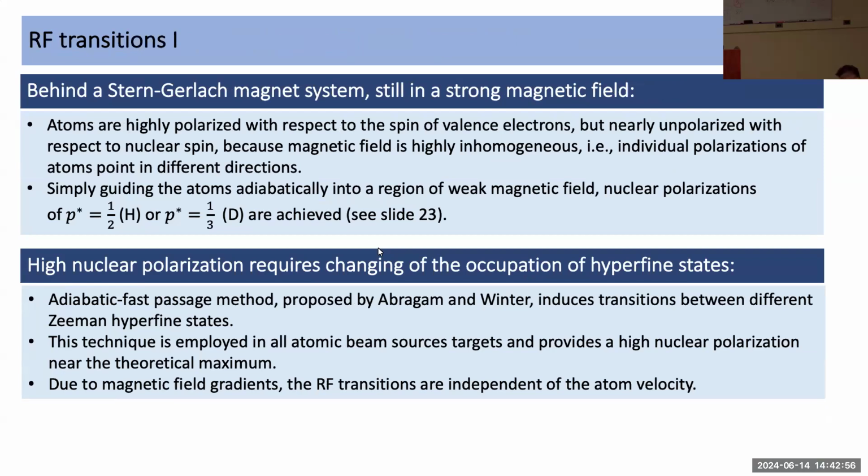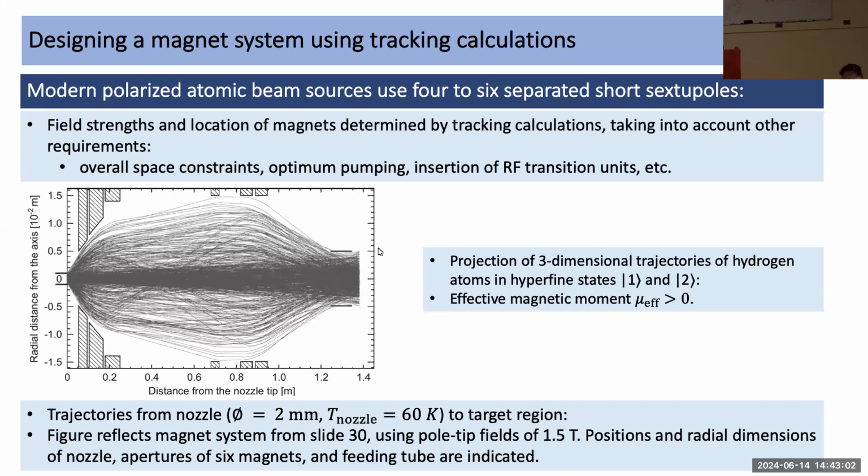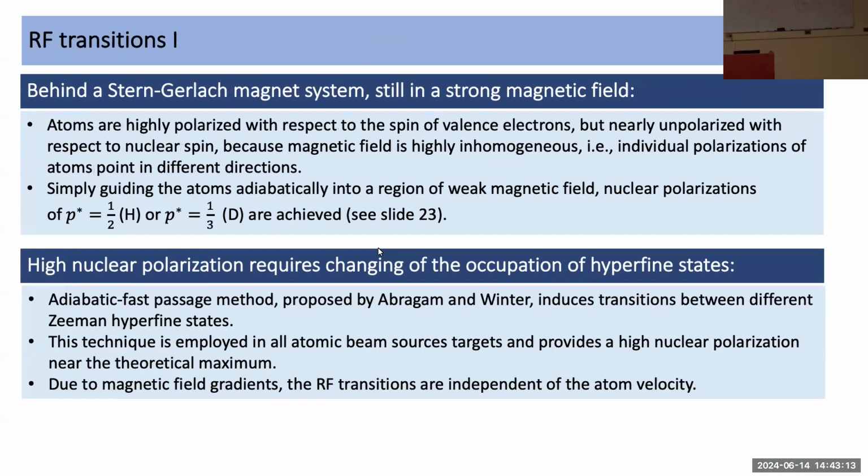Let me talk a little bit about RF transitions. When you come out of the magnet, or when you're roughly still in one of these magnets, the polarization in the beam is actually 0. Every individual atom is highly polarized, but because the magnetic field is pointing in all kinds of different directions, you have 0 polarization. So what you have to do is guide this atomic beam adiabatically into a region of uniform magnetic field, and then all these individual atoms will nicely line up and produce a high polarization.